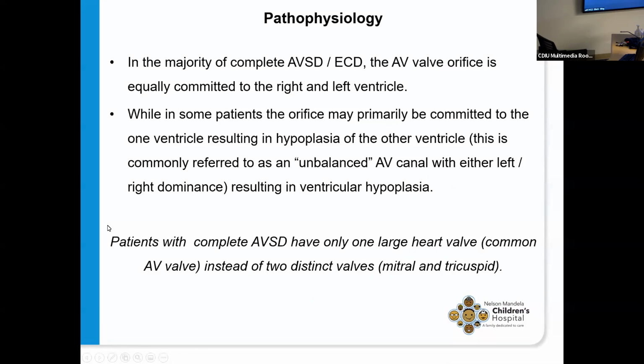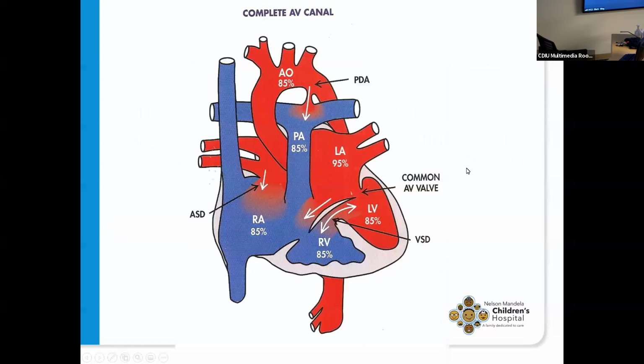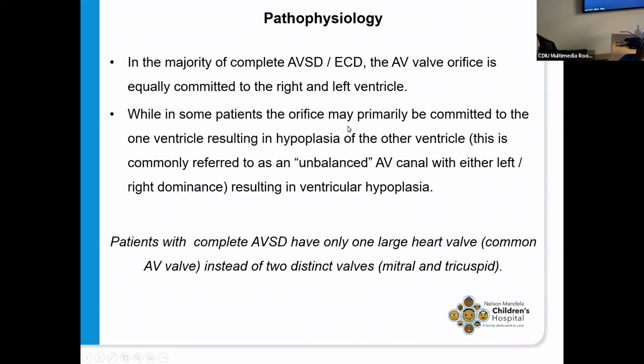And then on the pathophysiology, in the majority of complete AVSD, the atrioventricular valve orifice is equally committed to the right ventricle as it is to the left ventricle, like we have already seen on this picture here. So it is supplying an equal amount of blood to both the left and the right ventricle. While in some patients, the orifice can primarily be committed to one ventricle, either the left or the right, and this is going to result in the hypoplasia of the other ventricle.